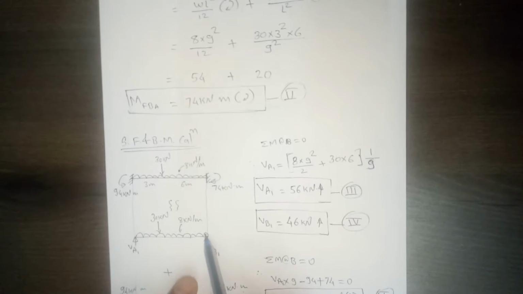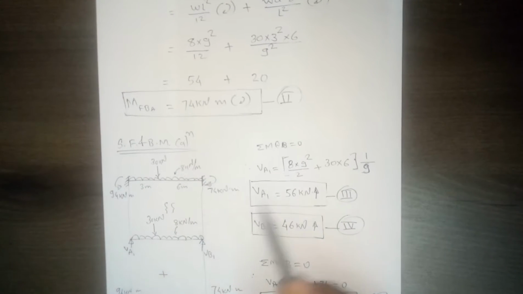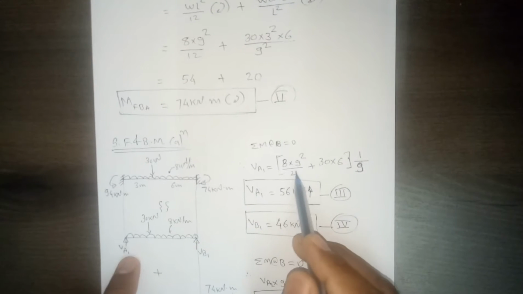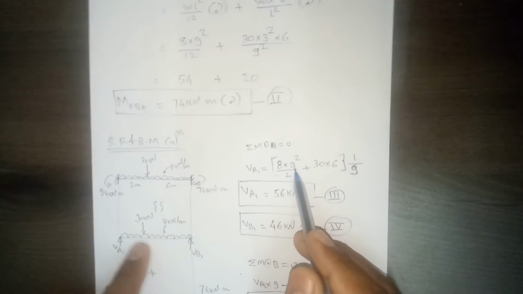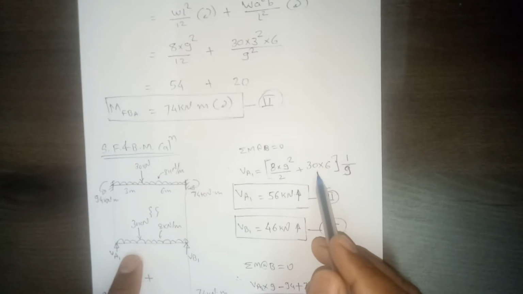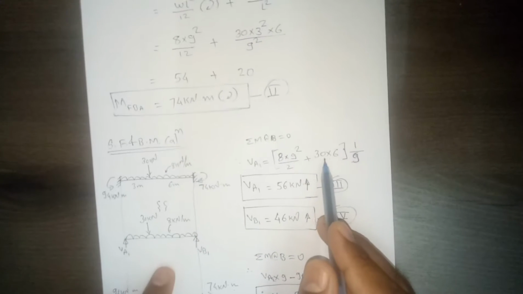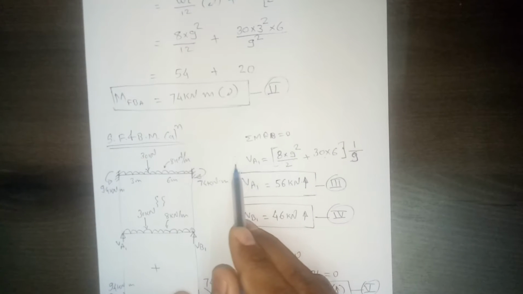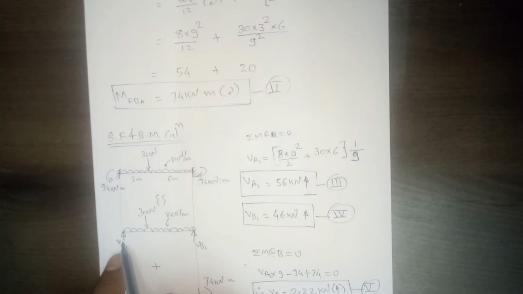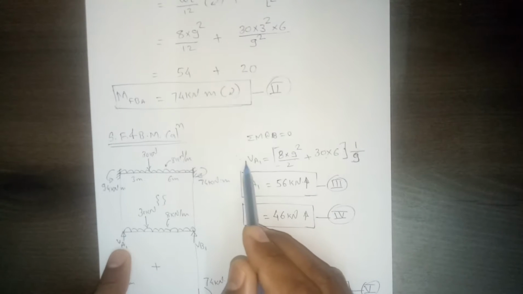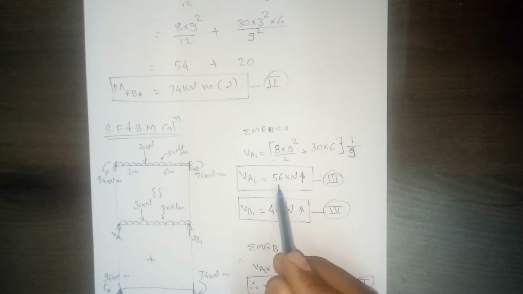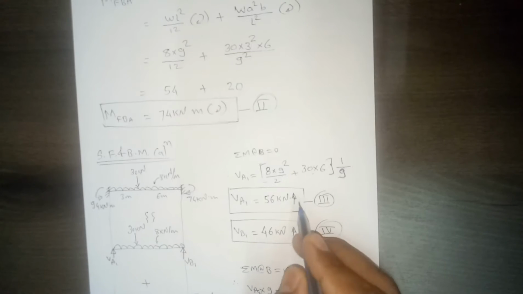So we take moments about this point. It is 8 due to UDL multiplied by span square by 2, which is the typical moment of a UDL about the support, plus the point load, which is at 6 meters, so 30 into 6, and then the moment due to VA, so VA into 9. If you multiply by 9, it comes into the denominator. If you solve this, you will get VA equal to 56 kilonewton in upward direction.